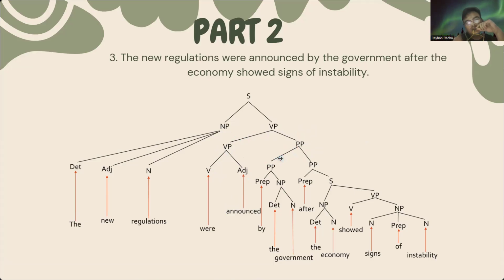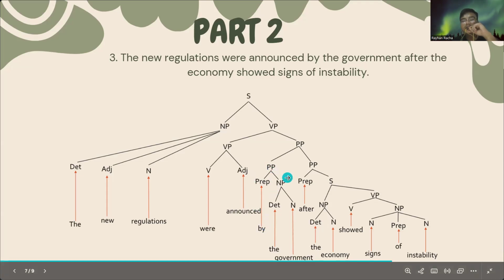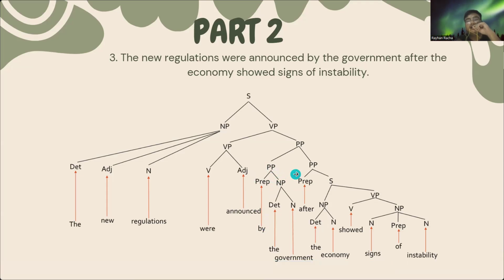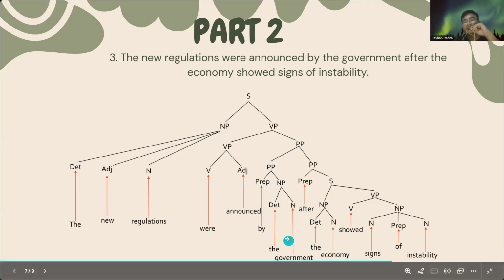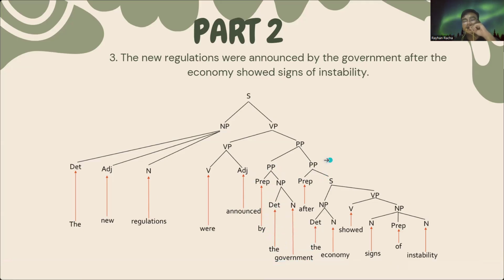So the first one is the first prepositional phrase. We have a preposition with the word by, and another noun phrase that we also can be divided into a determiner, the word the, and the noun in the word government. So in another prepositional phrase, we have another preposition, which was the word after, and we have another sentence. So basically, we can divide a prepositional phrase into a sentence.